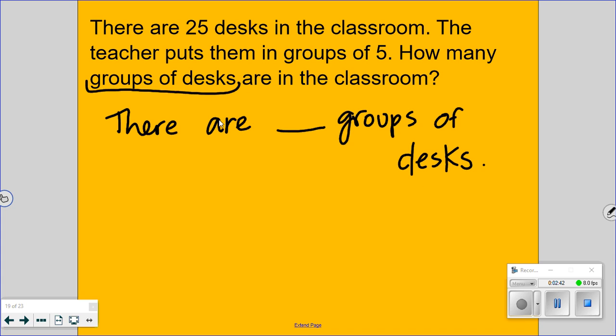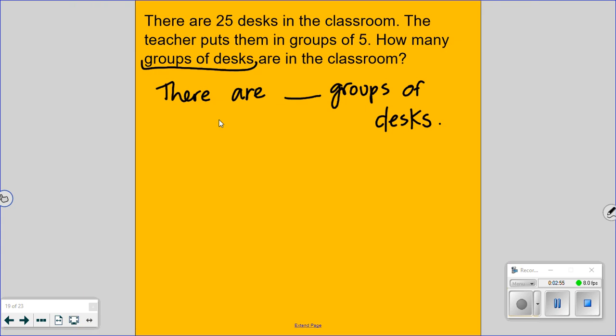This is a really good time for you to practice raising your hand. Archer. Reread the problem and draw what's happening. Let's start with that first sentence. It says there are 25 desks in the classroom. Just draw that. I'm going to put them all in one big bar.